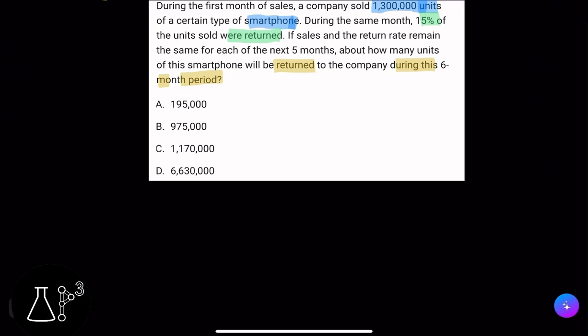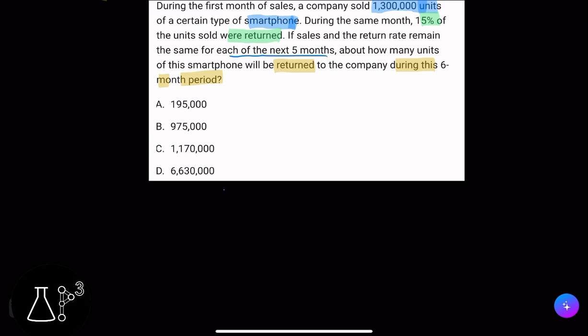Well, they tell me here it remains the same for each of the next 5 months. That means from the starting month and then 5 months after, 6 months in total. So now let's solve what we need to look for, the return rate.